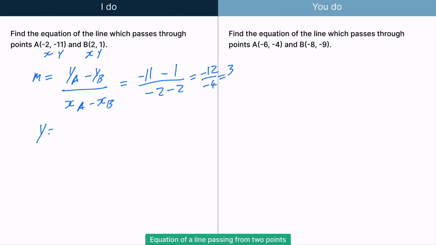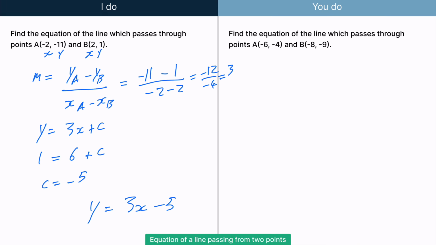So y is equal to 3x plus c. I just substitute one of the points in now. I'm going to go with b. So I know that c is equal to minus 5. So my final answer is y is equal to 3x minus 5.